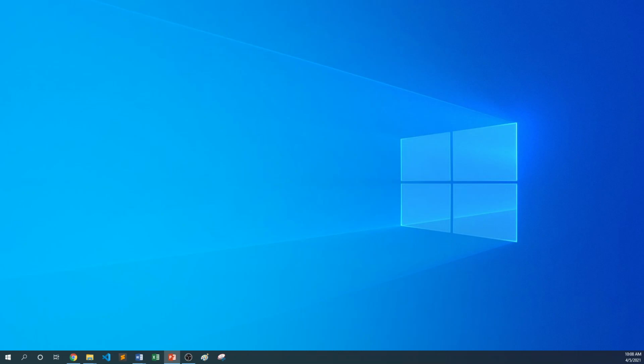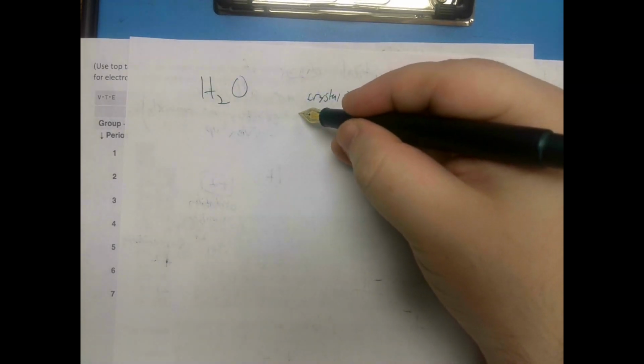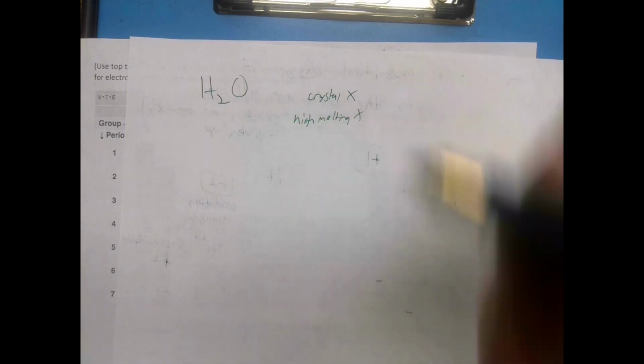Let's do the famous chemical you might have heard: water. What's its chemical formula? Is this ionic? So, what are the properties of ionic? Is it a crystal? At room temperature? Does it have a high melting point? No, it's already melted.